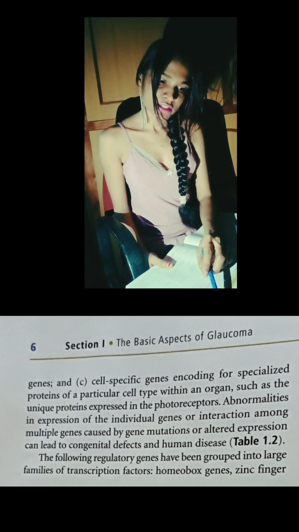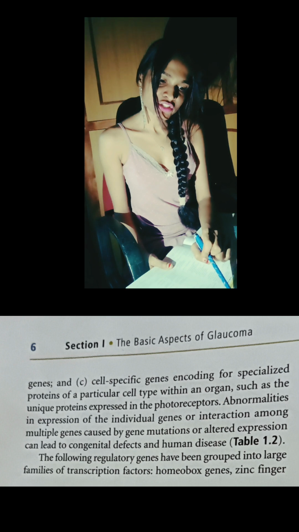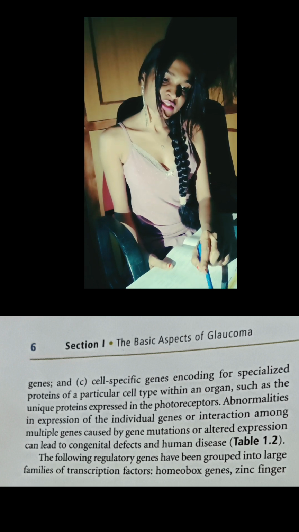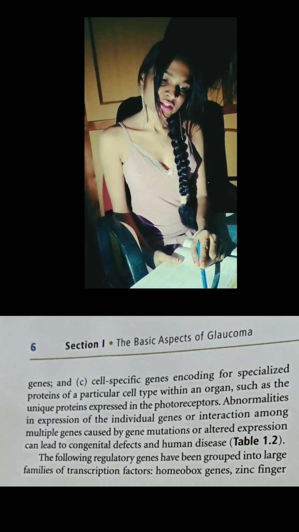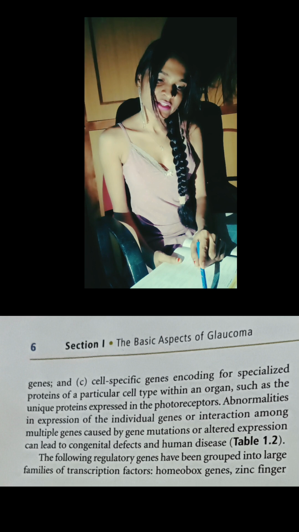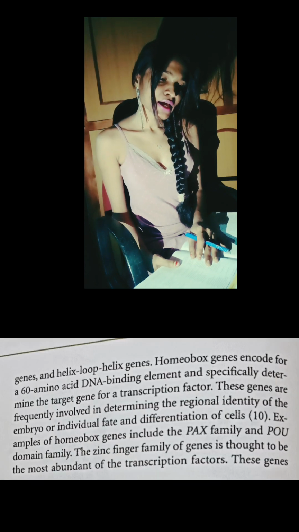the unique proteins expressed in the photoreceptors. Abnormalities in expression of individual genes, or interaction among multiple genes caused by gene mutations or altered expression, can lead to congenital defects and human disease. The following regulatory genes have been grouped into large families of transcription factors: homeobox genes, zinc finger genes, and helix-loop-helix genes.